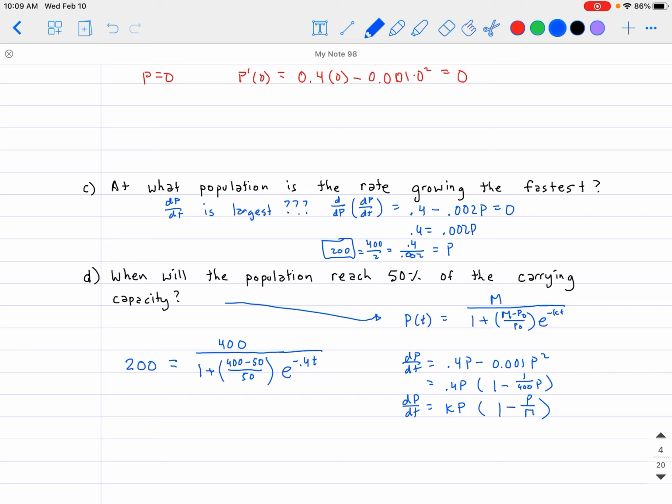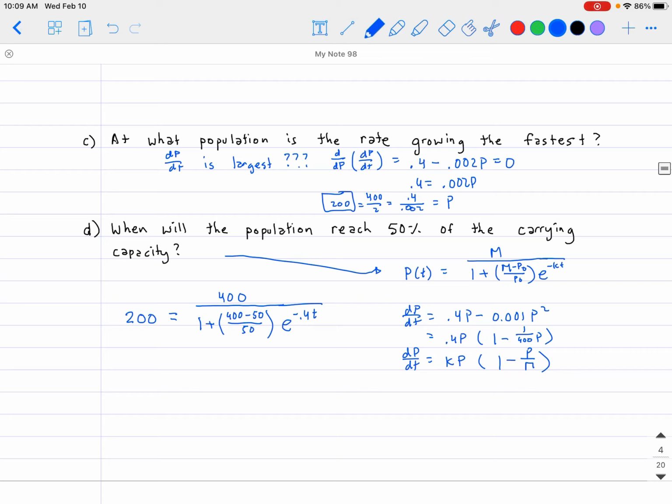So you take this and throw it all into the calculator and solve for t. Just to clean everything up, we're going to multiply it out. So 1 plus 7 times e to the negative 0.4t is equal to 2, because I'm going to cross multiply. Minus 1 from both sides, so 7 times e to the negative 0.4t is equal to 1. E to the negative 0.4t is equal to 1/7. So negative 0.4t is equal to ln of 1/7. And so t is equal to ln of 1/7 divided by negative 0.4. And that, if I remember correctly, is about 4.82 or something like that. So that's going to be in terms of years.